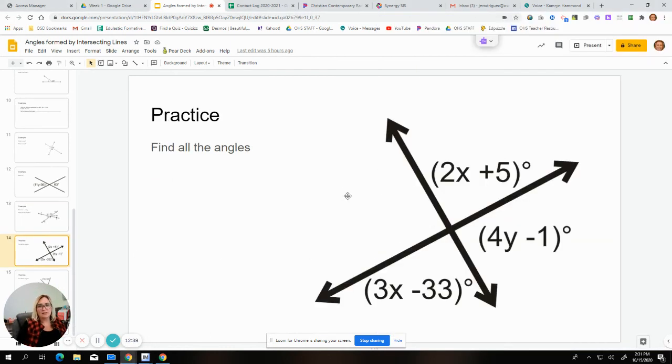So I'm going to have you guys do a little bit of practice, okay? I want you to find x and find y, and then find the angles. Okay, so solve this for x, then solve for y, and then tell me what those angles actually have to be.